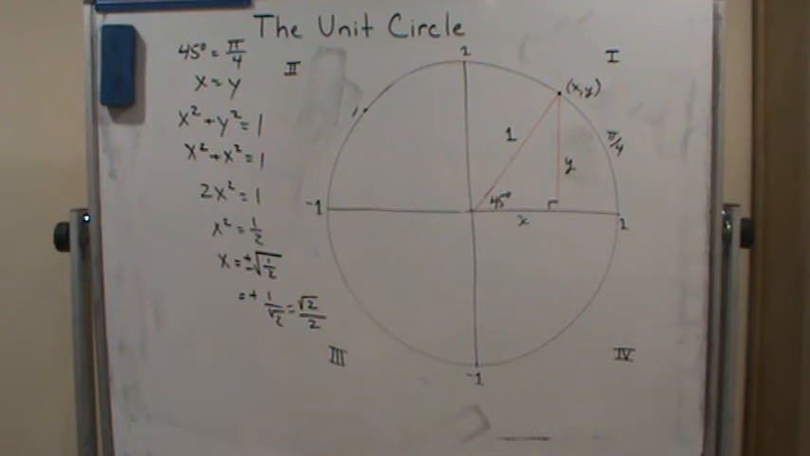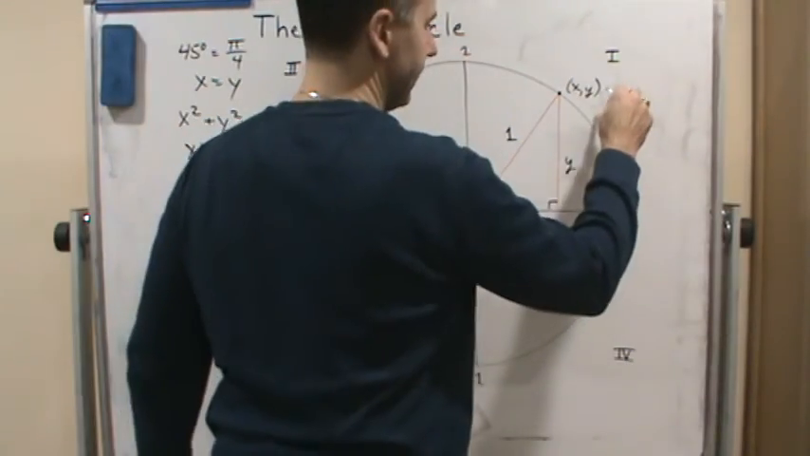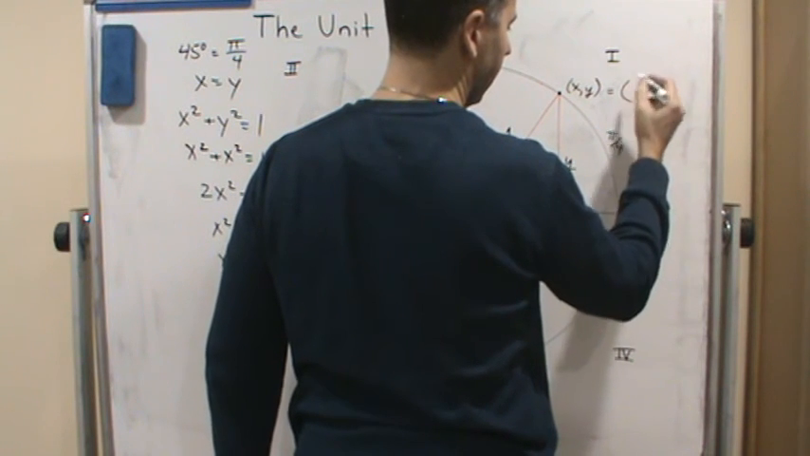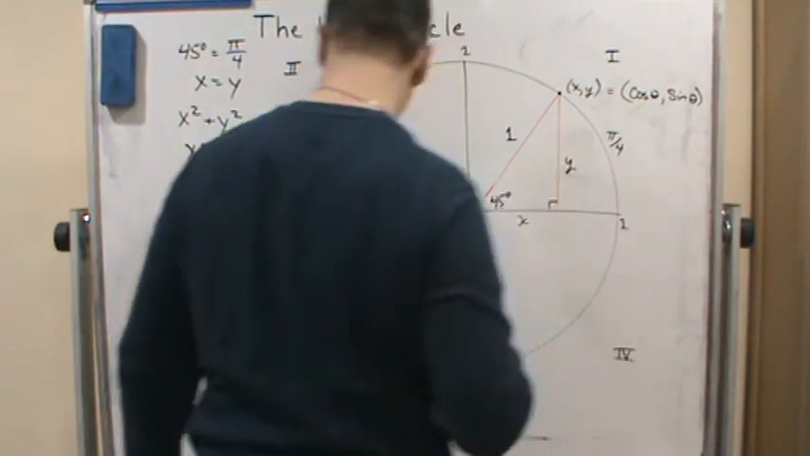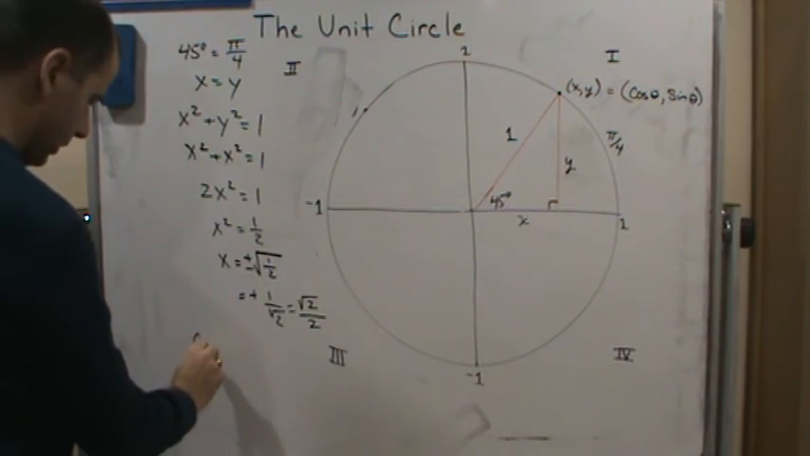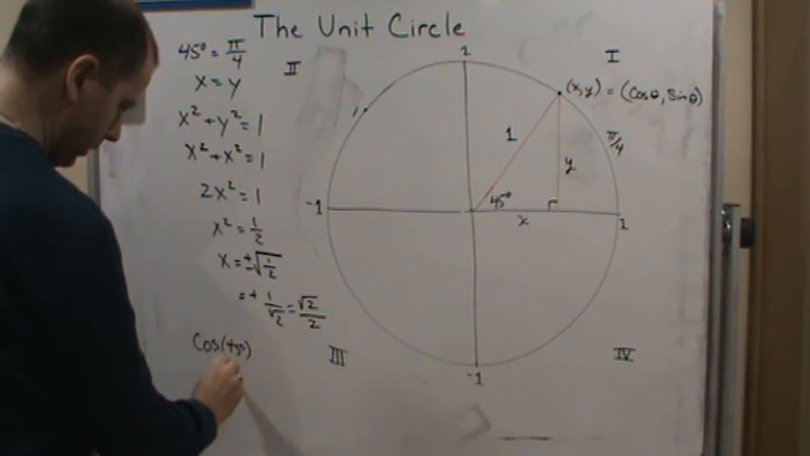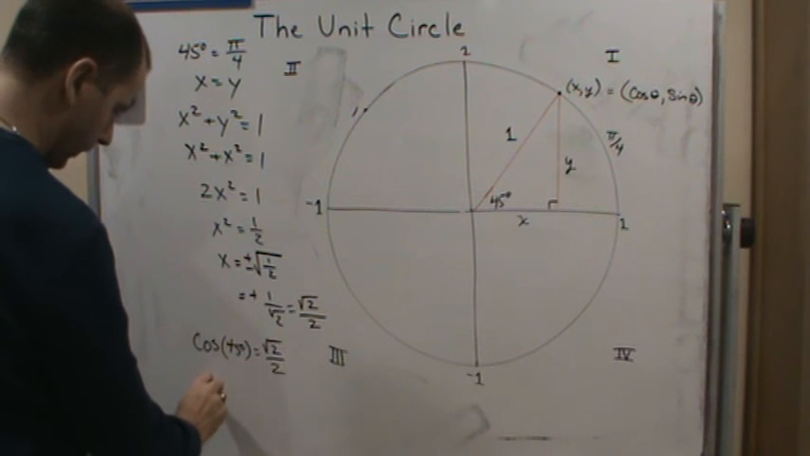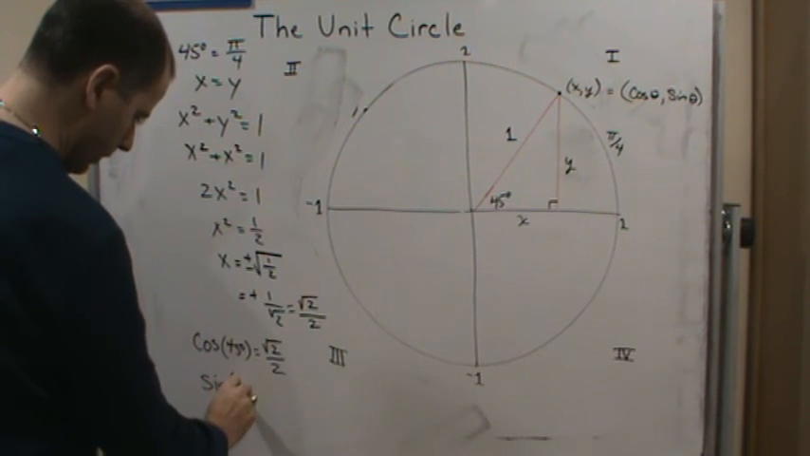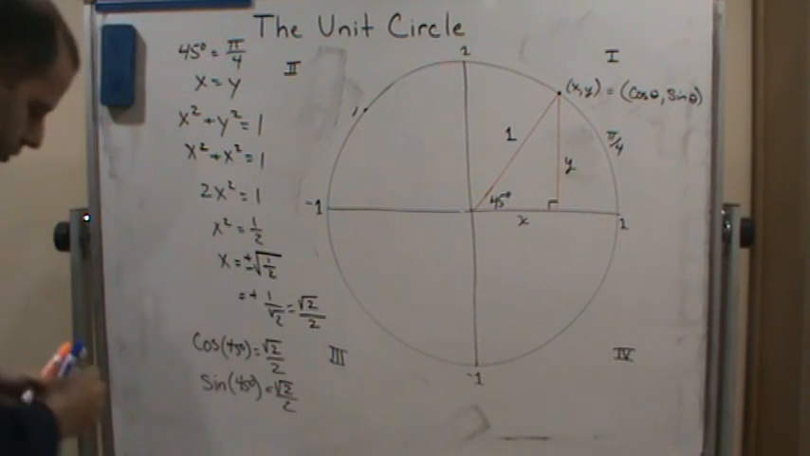Okay, so now what's the conclusion? Well, the conclusion is since we know that this is equal to cosine theta comma sine theta, then we know that cosine of 45 degrees is equal to square root of 2 over 2, and sine of 45 degrees is also square root of 2 over 2.